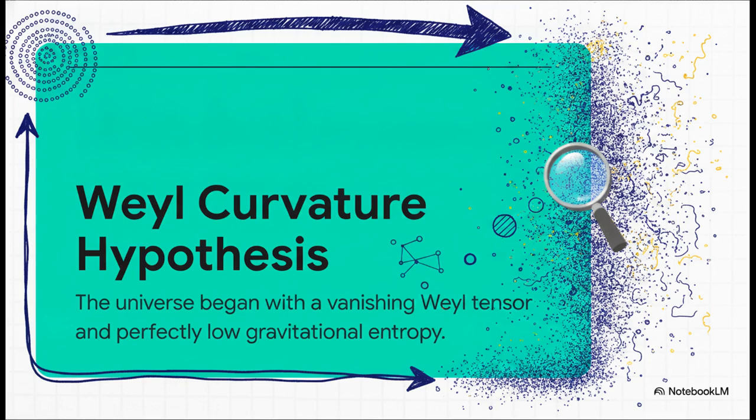The physicist Roger Penrose proposed the Weyl curvature hypothesis to explain this. He posited that at the Big Bang, the universe had a vanishing Weyl tensor. Now, in simple non-physics PhD terms, that just means the initial state of the universe was a perfectly smooth, extraordinarily low entropy clean slate. No clumps, no chaos, just perfect order.